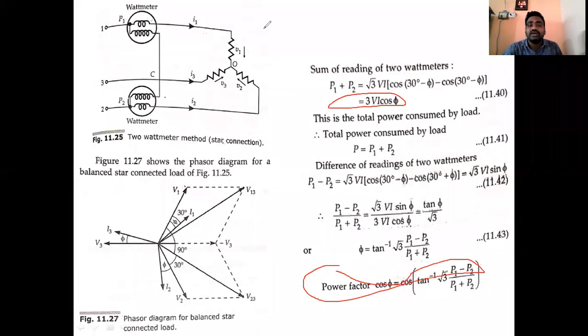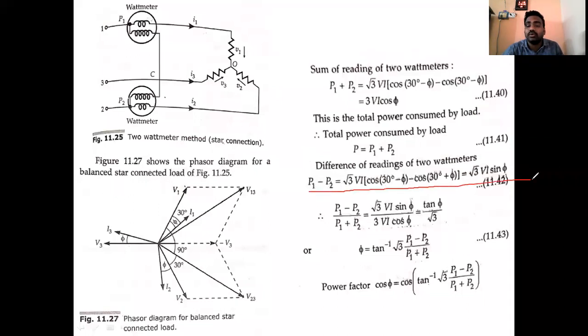So P1 minus P2 is equal to, P1 is root 3 Vi cos of (30 minus phi), P2 is equal to root 3 Vi cos of (30 plus phi). What is the value? Root 3 Vi sin phi. If we take both of them, P1 minus P2 divided by P1 plus P2, what is the value of P1 minus P2? Root 3 Vi sin phi. What is the value of P1 plus P2? 3 Vi cos phi. That is equal to tan phi divided by root 3.